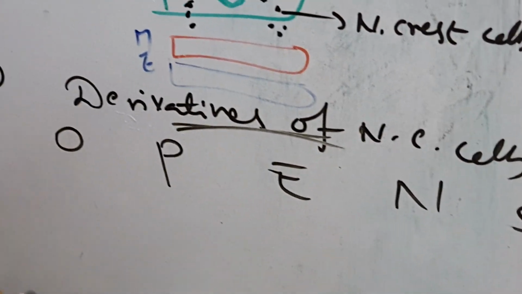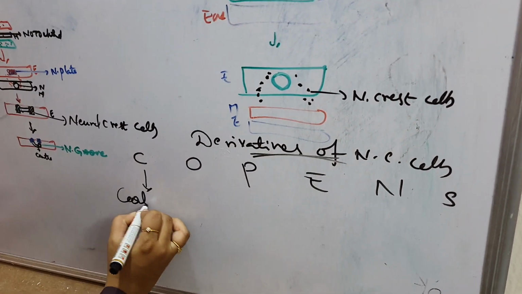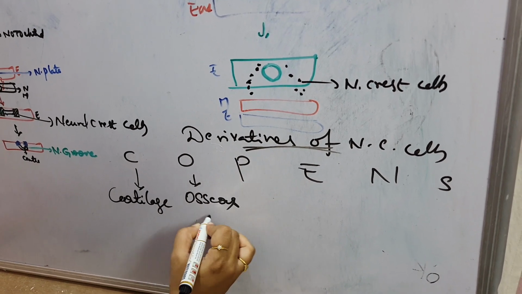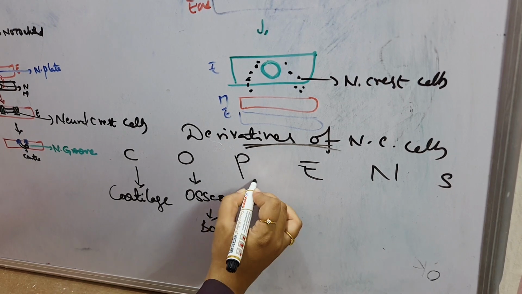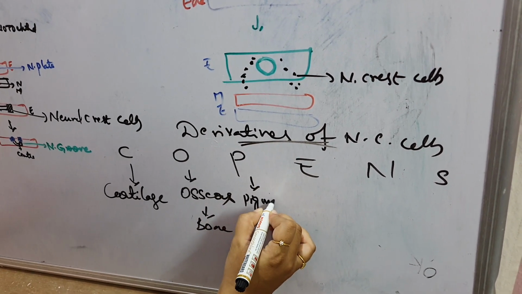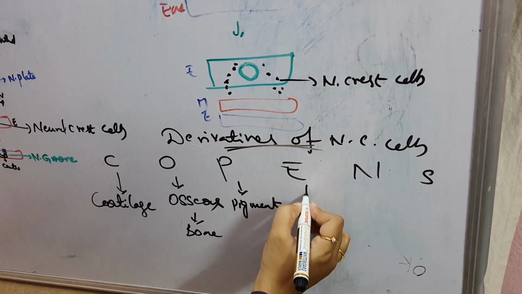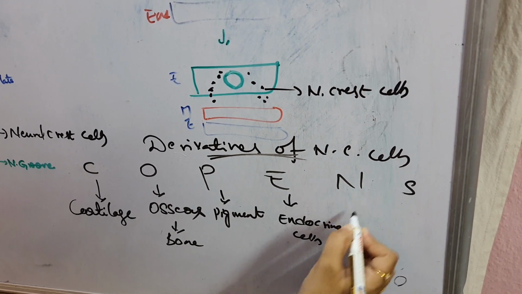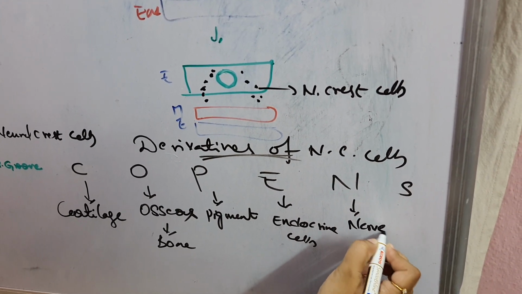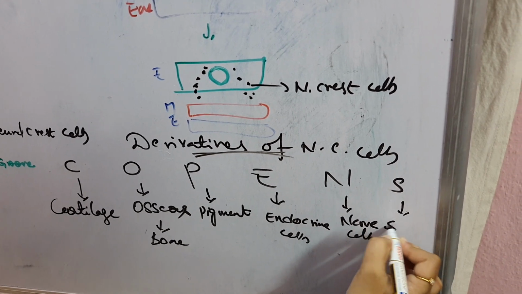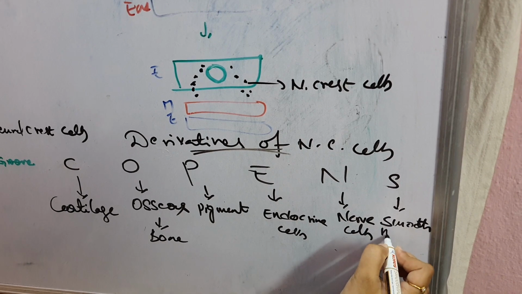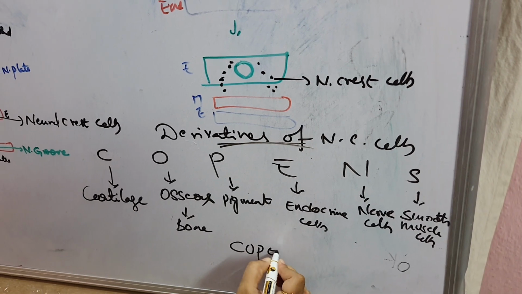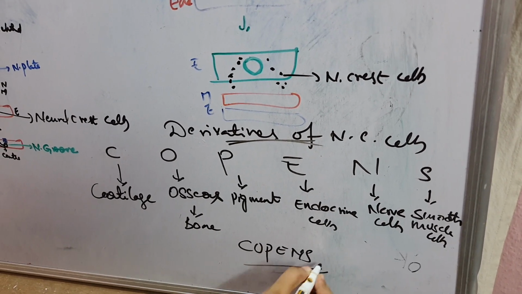C-O-P-E-N-S. C means the neural crest cells give rise to cartilage. O means osseous structure or bone. P means pigment cells. E means endocrine cells. N means nerve cells. S means smooth muscle cells. So, the derivatives of neural crest cells can be remembered as COPENS.